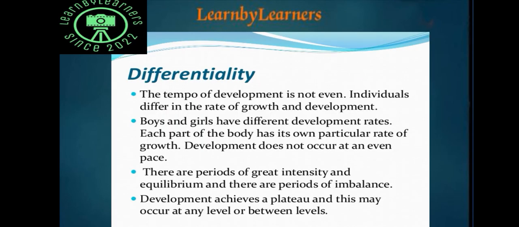All right. Now the next principle is differentiality. Differentiality is, as the word suggests, about difference. So children learn to differentiate between objects and between persons, right? And it differs from individual to individual. So boys and girls have different body structures also, and different body parts, right?